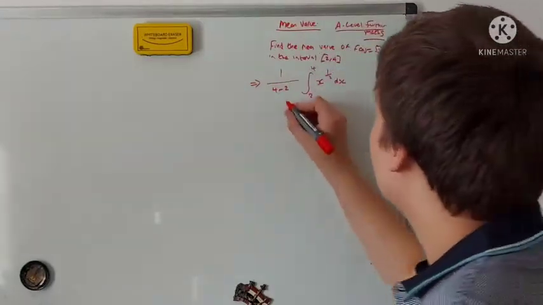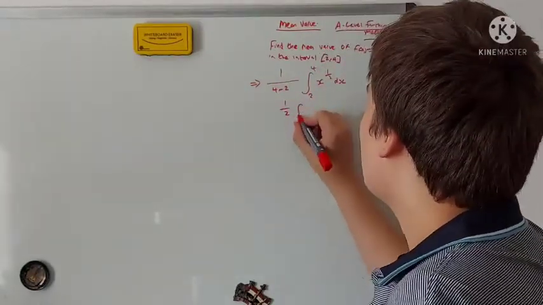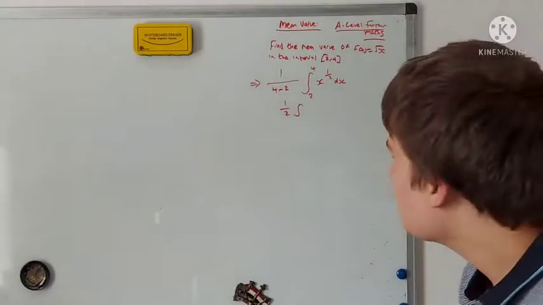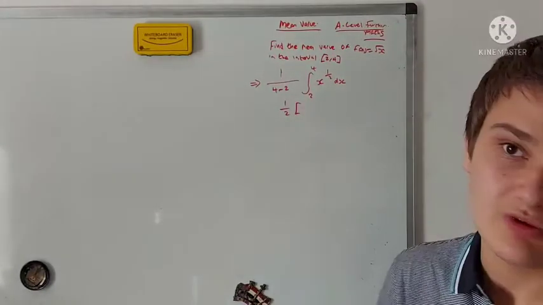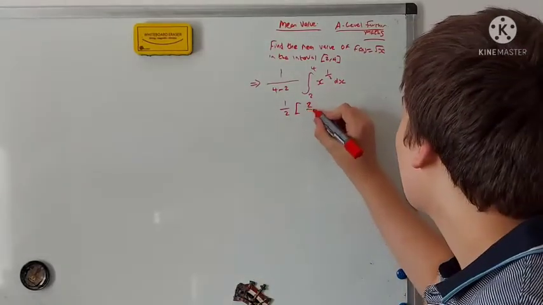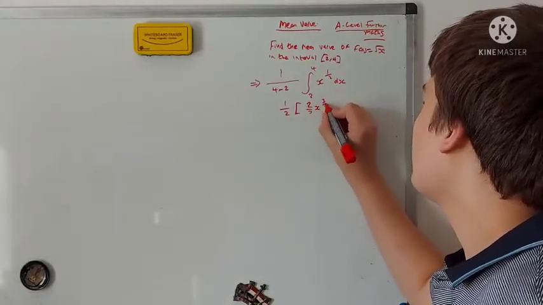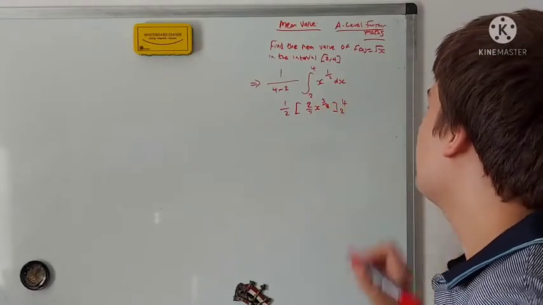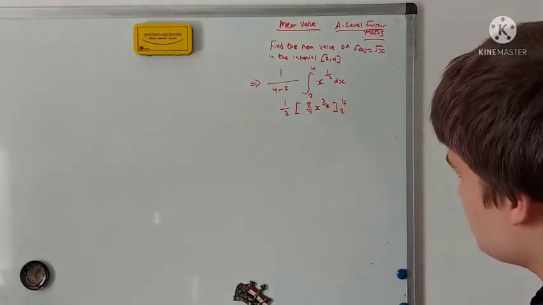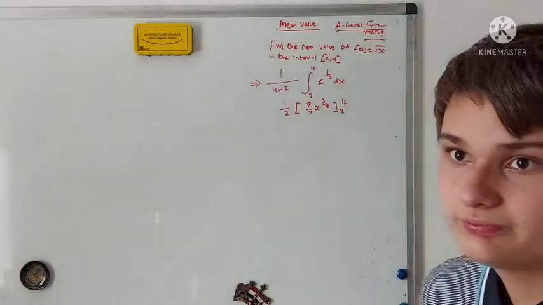Or 1 over 4 minus 2, as I just said, will get me a half times the integral. Now, I'm going to do the integration now, just to make sure it's pretty easy. And we get 2/3 x to the 3 halves, adding 1 to the power and dividing by the new power. And I evaluate between 2 and 4.